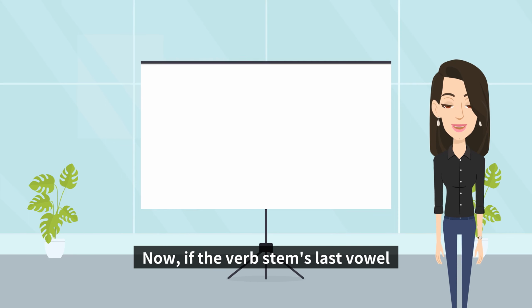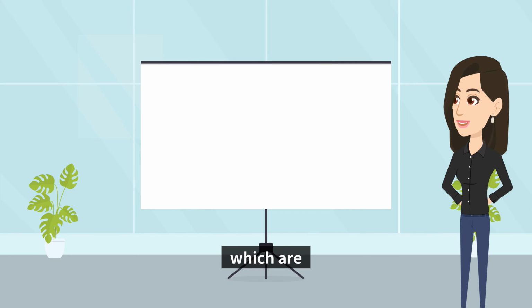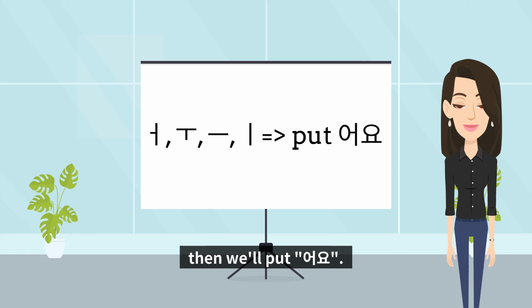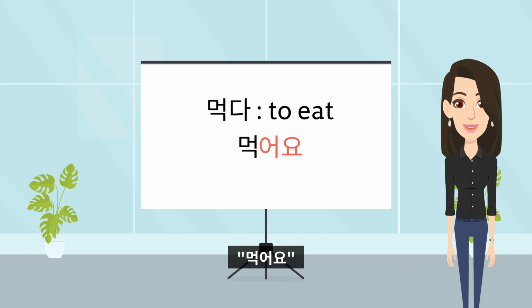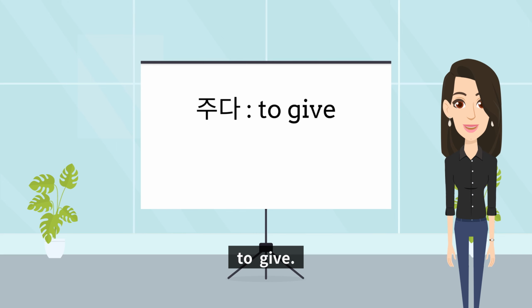Now, if the verb stem's last vowel is not o or a ending, which are a, u, i, etc., then we'll put 어요. Take 먹다 for example. 먹 ends in a vowel a sound, so we put 어요. So altogether it'll be 먹어요. 먹어요. Another example would be 주다, to give.